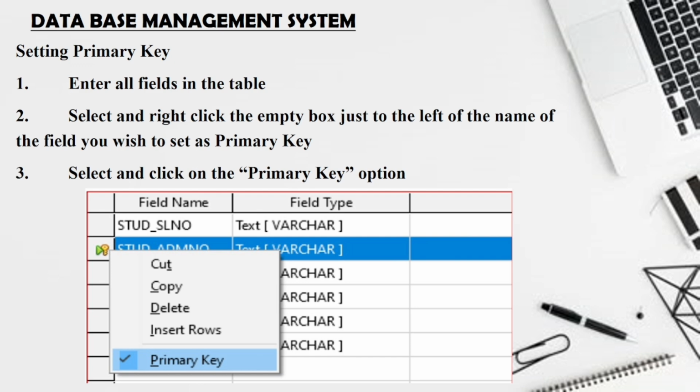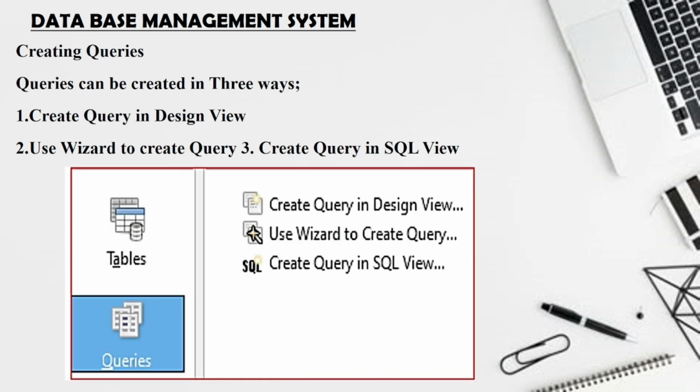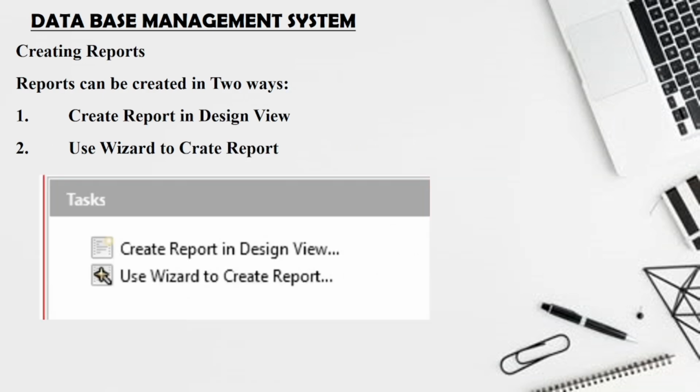So primary key setting is very important because it is entering all the field in the table. Creating forms is also very easy using two different views, design view and wizard view. And creating queries from the option is also very easy. Both the same methods we can use. Query using design view, wizard view, and SQL view.